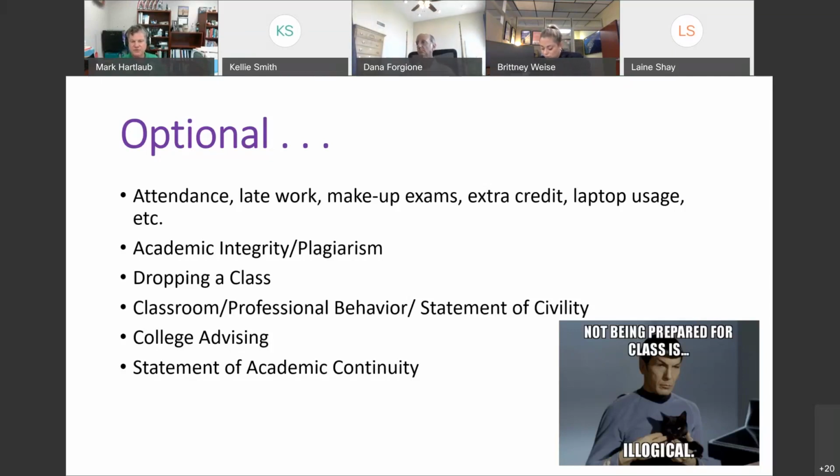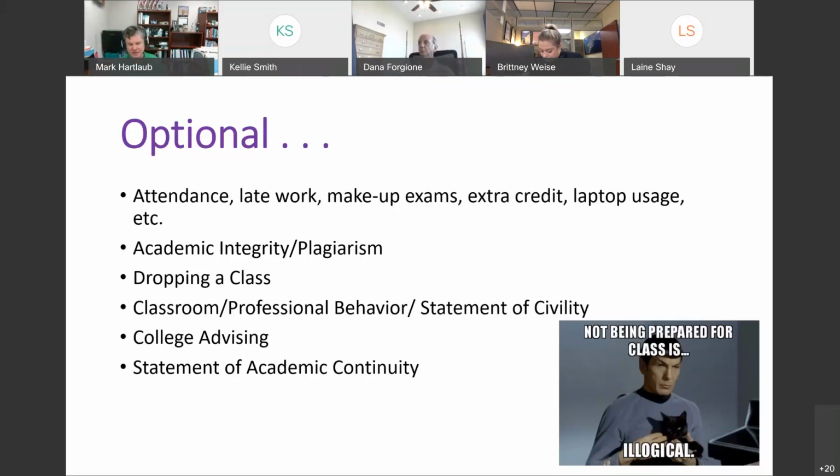Classroom or professional behavior, statement of civility. Sometimes this is a problem, sometimes it's not. Some faculty like to put that in the syllabus, other ones do not. Partly that depends on what kind of class it is, but that's totally up to you. College advising. In College of Liberal Arts, we require an advising statement, just like the grade appeals or student disabilities. Liberal arts says you must see an advisor. This is what your advisor does, et cetera. Other colleges do not have that, though. That's optional, what the faculty member wants to do.